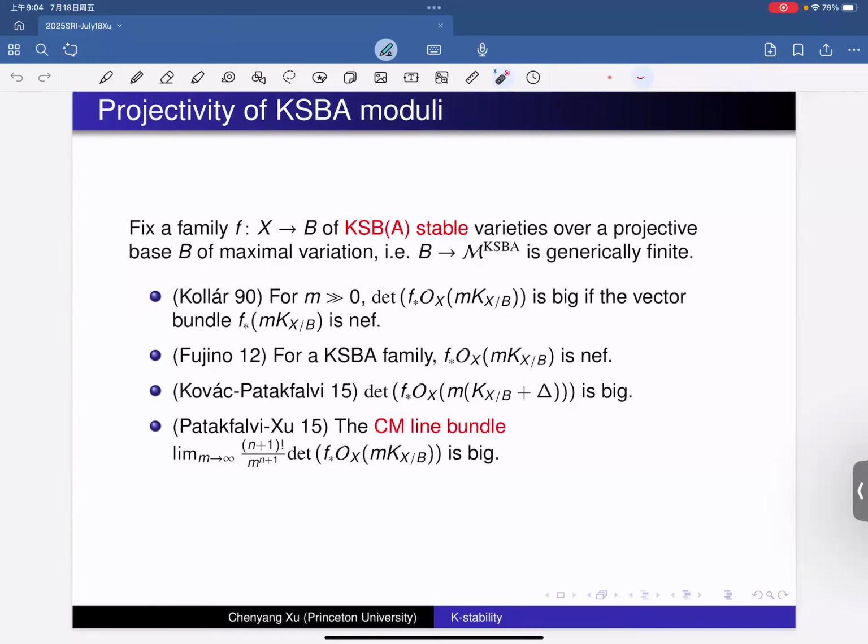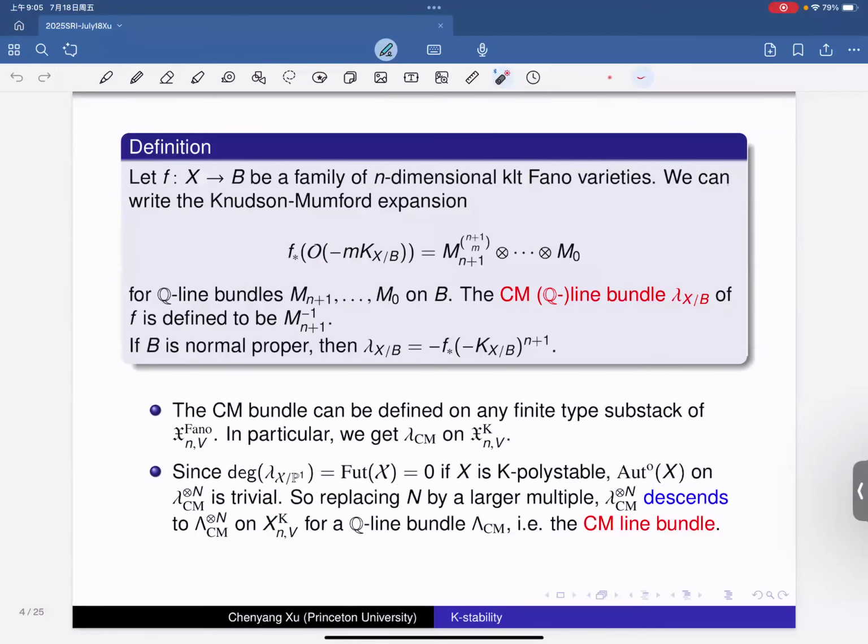So you can use the same line bundle to get the projectivity, but the argument depends a lot on the Kovács–Patakfalvi work. But now we turn to Fano varieties. So we also first want to get the same line bundle on the Fano variety.